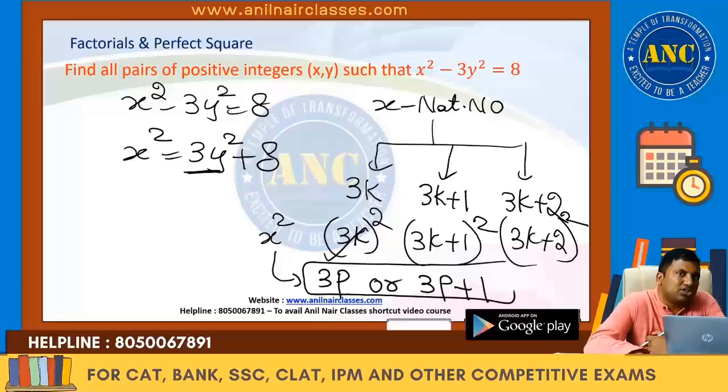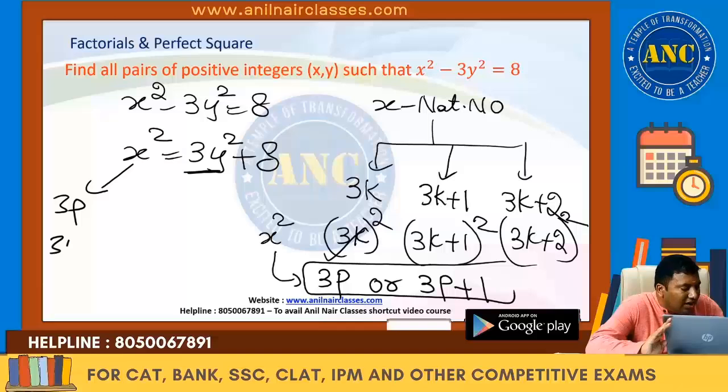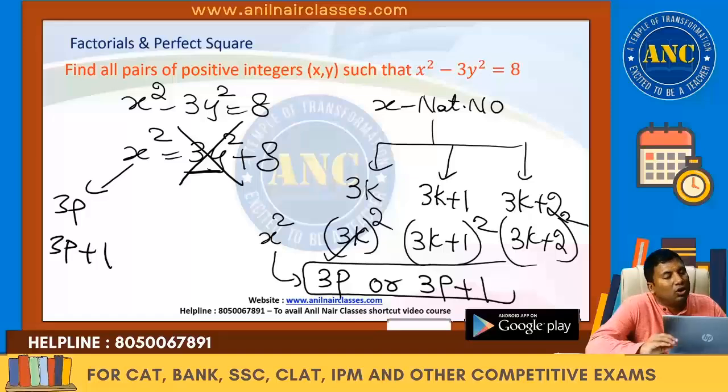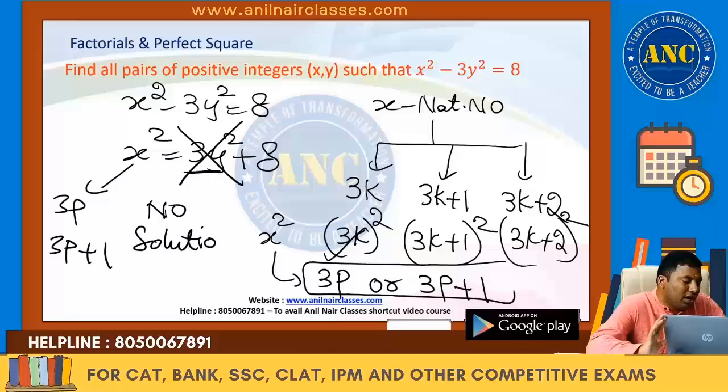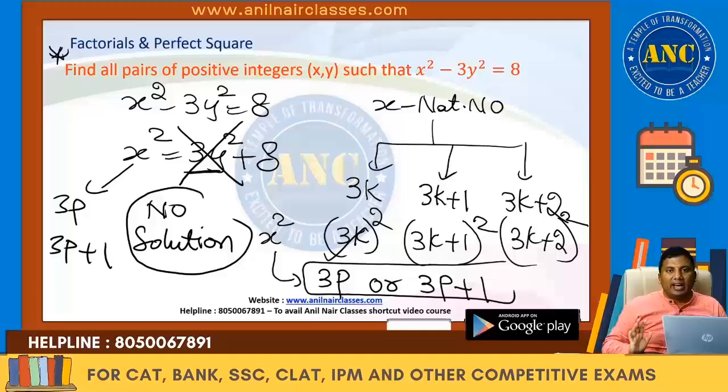So from now onwards, another important logic in perfect squares is, it will be either divisible by 3 or it gives a remainder 1. Now 8 is of the form 3 into 2 plus 2. A perfect square can never give remainder 2 when divided by 3. So the answer is no solution. Another beautiful way of solving this question. I hope the idea is clear.